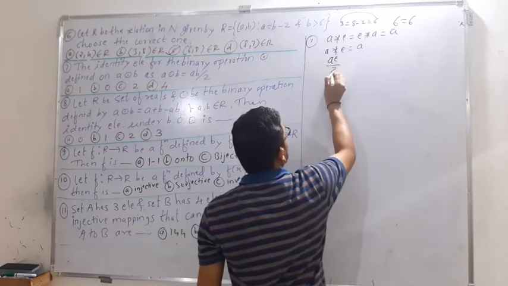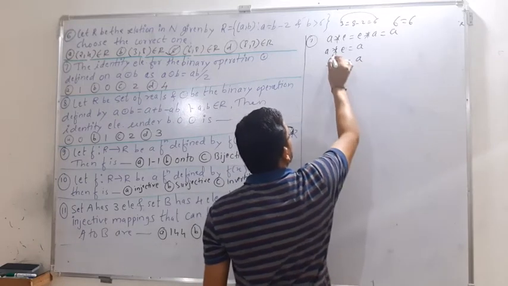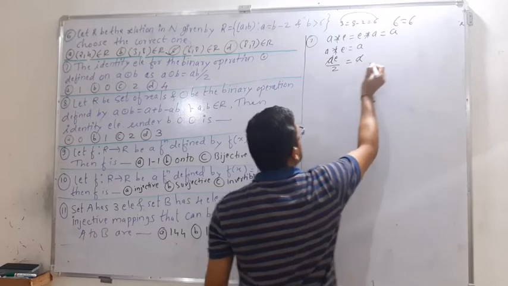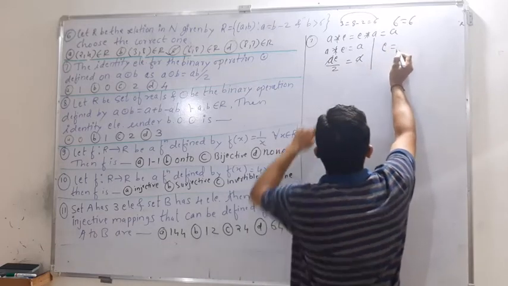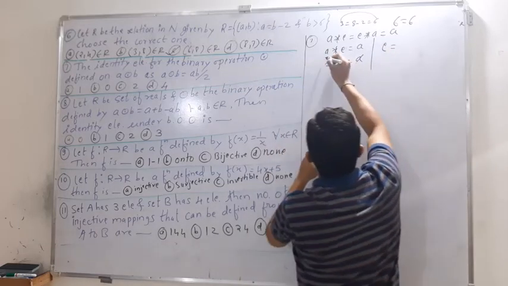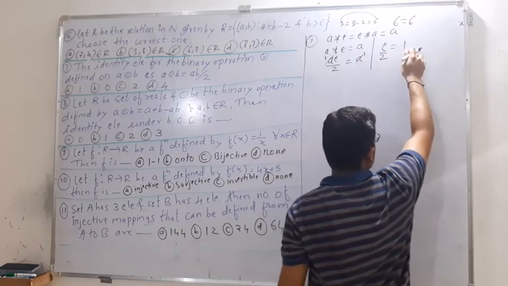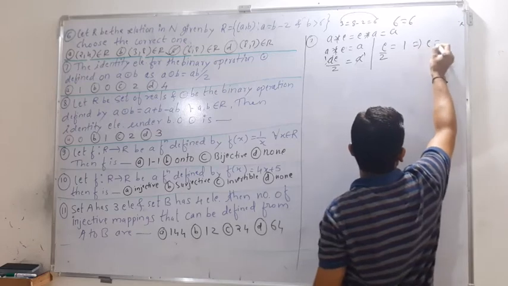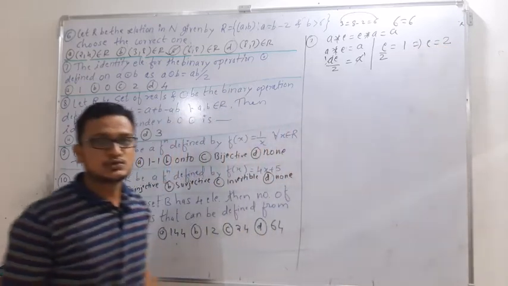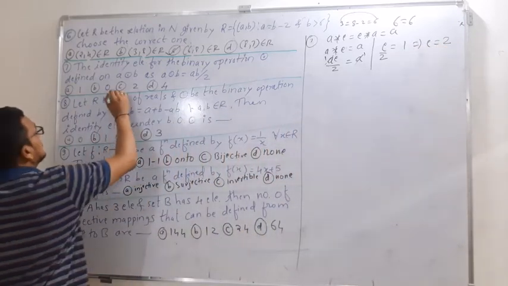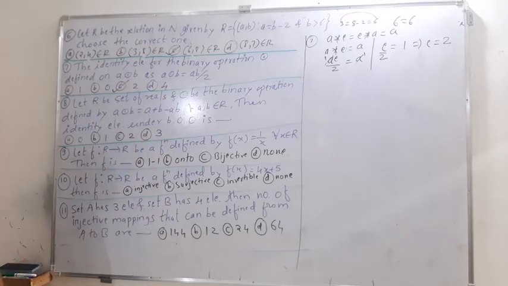Then what is A star E? It is AE by 2, which is equals to A. In this A gets cancelled. So what is left then? That is E by 2 is equals to 1, A1's A, A1's A, right? 2 you transfer, it will multiply. So this implies E is equals to 2. E is equals to 2. So therefore option C will be correct.